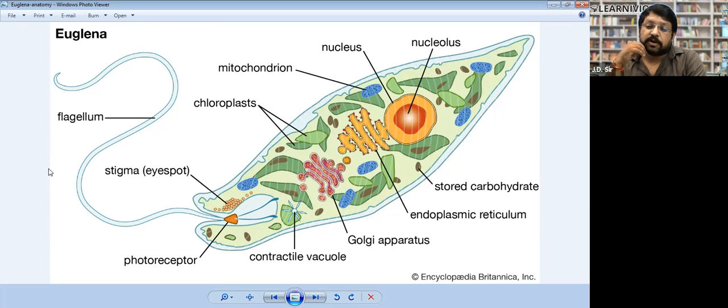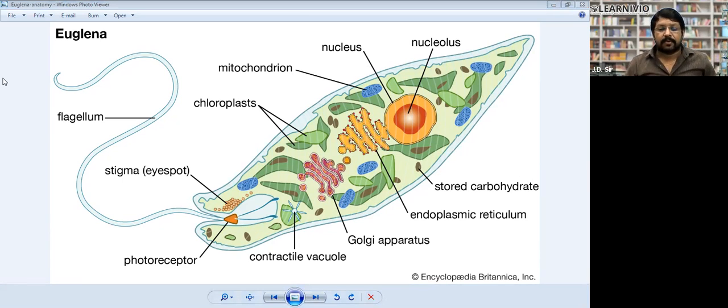So whenever light is not there, what happens? They receive the sensitivity to light from the stigma or eye spot, and they will go deep inside the lake or ocean. Again, they have a contractile vacuole. A contractile vacuole is not a structure found in a plant cell. Actually, this is a structure of an animal cell. The contractile vacuole is used for removal of wastewater. Golgi apparatus and endoplasmic reticulum are there. These are normal cell organelles. They have chloroplast for photosynthesis, mitochondria for energy generation, and a nucleus. Okay, fine. So this is the structure of Euglena. Is it clear to everyone?